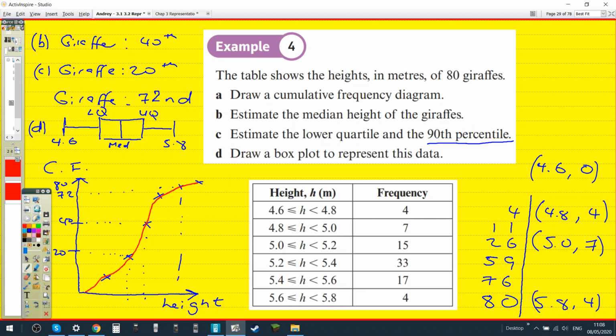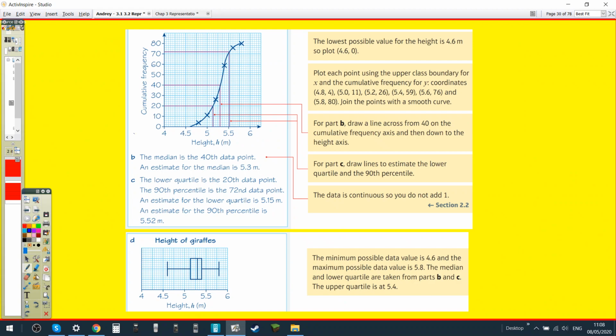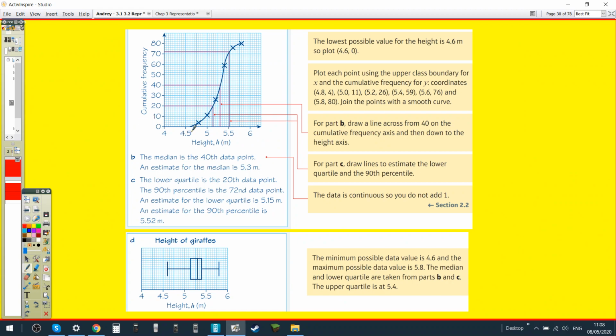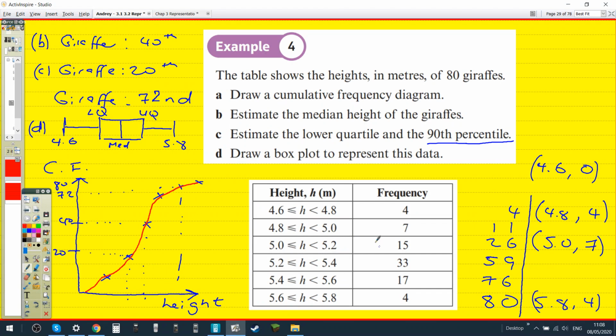Let's see. So this is what it looks like. Did I tell a lie? The lowest possible value for the height is 4.60. Yeah, that's what we said. 4.6. That's good. Yeah, that's grand. So 4.60. Then they did the frequencies as 4.84. So the end points for each one.